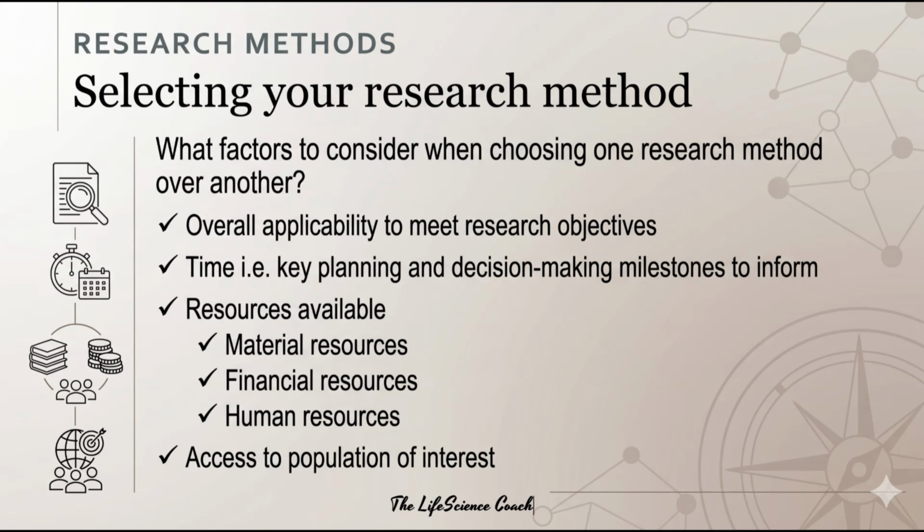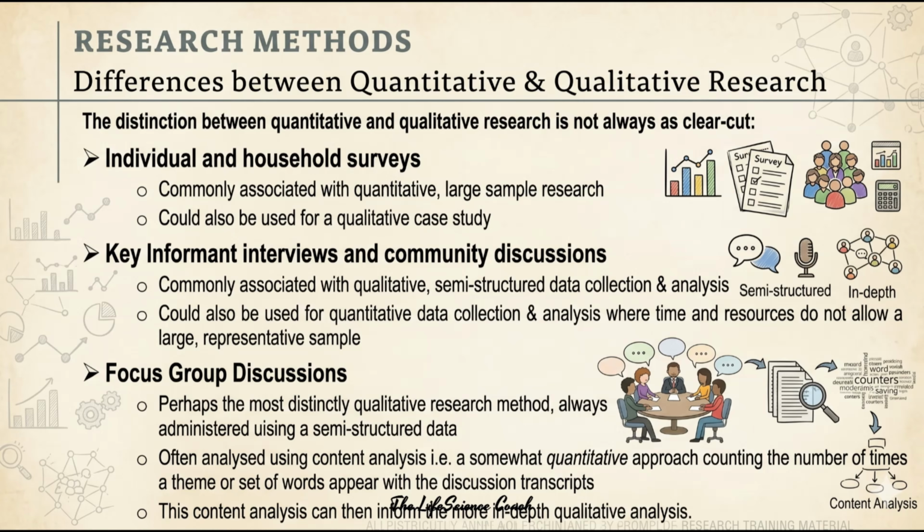Quantitative and qualitative research are often considered different, but in reality, the distinction is not always completely clear. Sometimes, the same research methods can be used in both approaches depending on the purpose of the study. For example, individual and household surveys are commonly used in quantitative research because they collect numerical data from large groups of people. However, these surveys can also be used in qualitative studies when researchers want to understand detailed opinions or experiences from a smaller group.